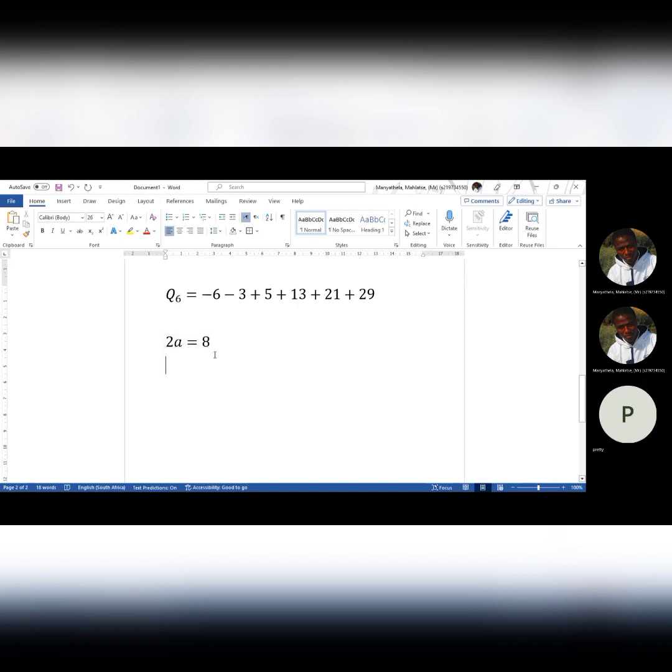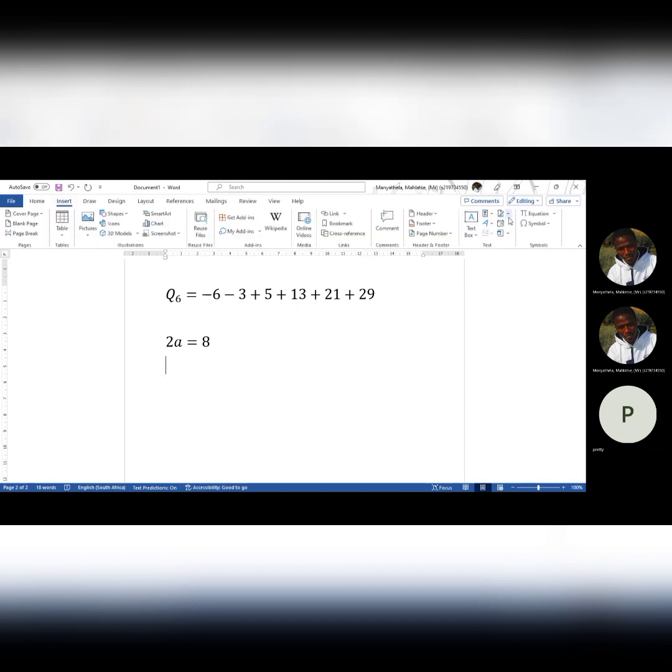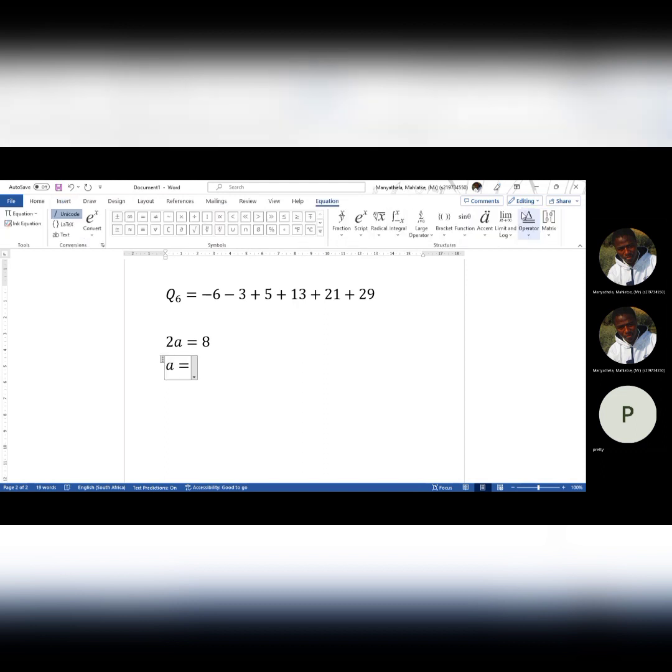Okay, it's a quadratic sequence because in the first term we calculated the first difference, then from the first difference we calculated the second difference, which was common, meaning it's a quadratic sequence. So 2a equal to 8. 8 divided by 2 is 4. So the value of a is 4.